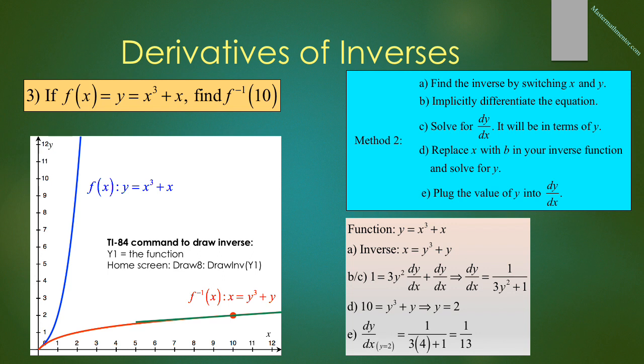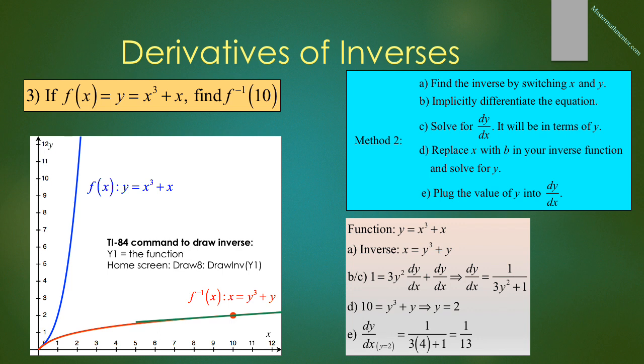Now, step D says to replace x with b in your inverse function and solve for y. Here's what's going on. We'd like to get the value of y to plug in, but unfortunately we were told that x is 10. This function is in terms of y. So what we have to do is, in our inverse function, replace the x with 10. And we get 10 is equal to y cubed plus y. At this point, you look at it and you can eyeball the solution to get y is equal to 2.